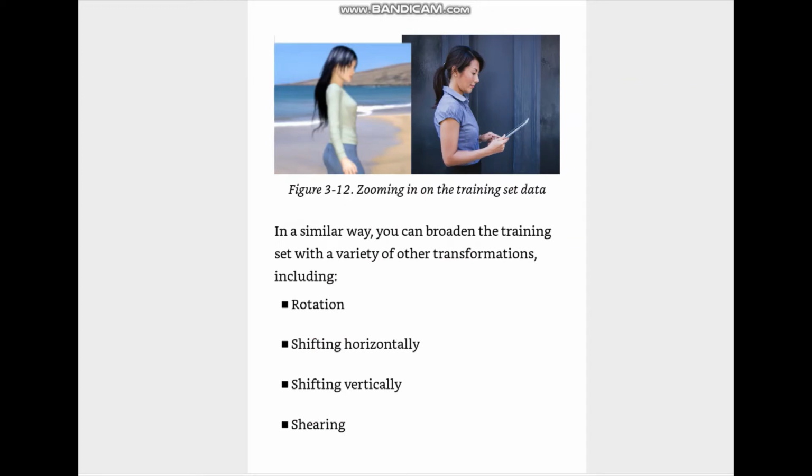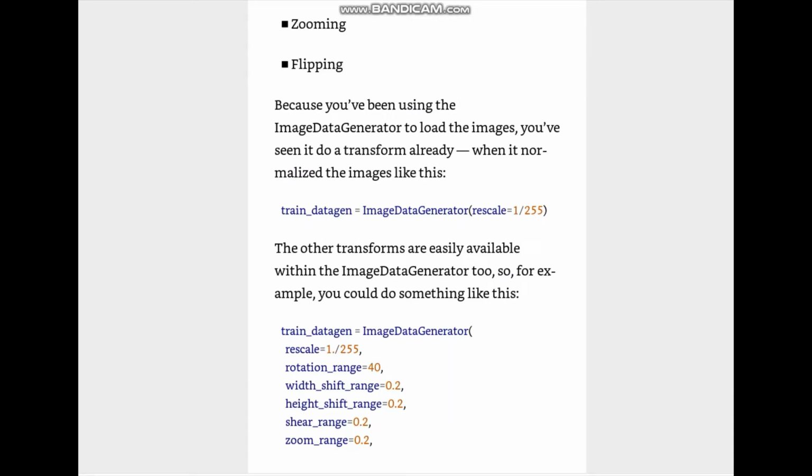In a similar way, you can broaden the training set with a variety of other transformations, including rotation, shifting horizontally, shifting vertically, shearing, zooming, and flipping. Because you've been using ImageDataGenerator to load the images, you've seen it do a transform already when it normalized the images. So in the previous code, we have already seen how we used ImageDataGenerator to rescale our images, or basically to normalize our images by 255.